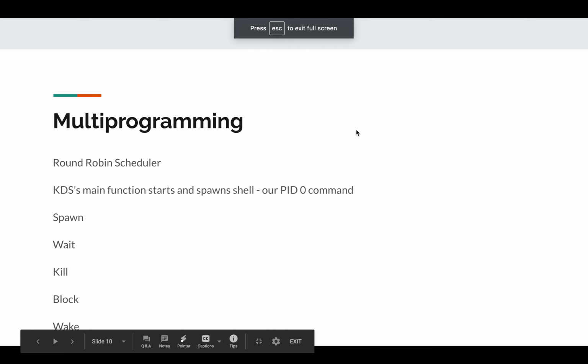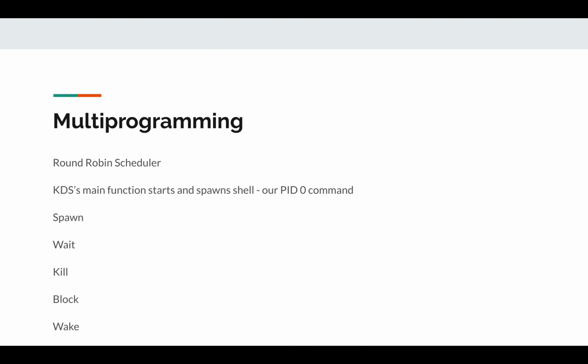For multi-programming, we use a round-robin scheduler. We use this by storing our process control blocks in a linked list. That's a circular linked list. The quantum time is, I believe, 40 milliseconds. And after that time, we pull off the stack and schedule the next ready-to-run process.